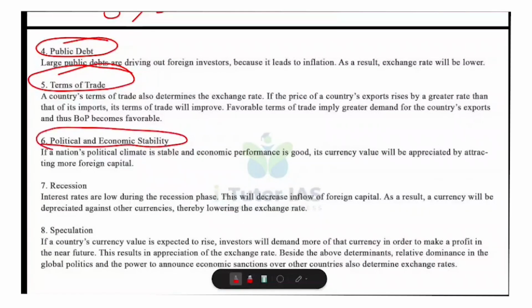Next one, political and economic stability. Stable politics plus strong economic performance attracts foreign investment and the currency appreciates. Political turmoil or economic mismanagement leads to currency depreciation. For example, countries with stable governments like Switzerland have strong currencies.